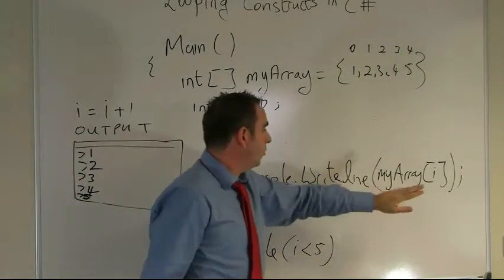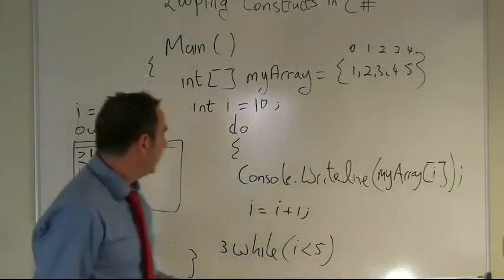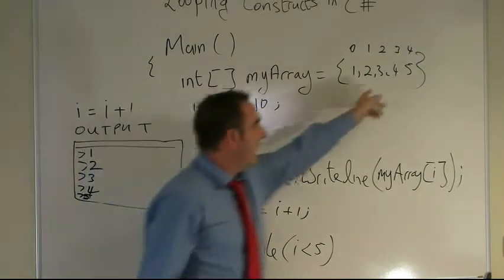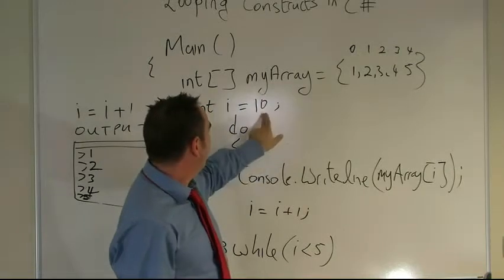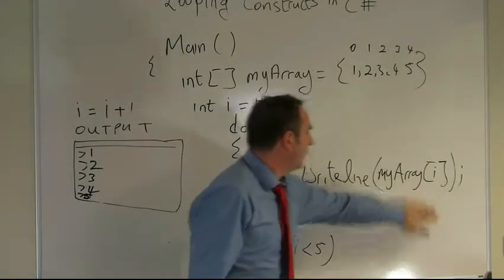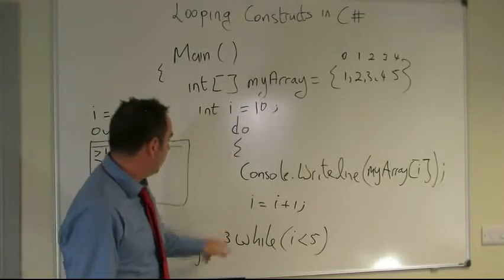Actually, it's not even going to get written. We're going to get an array out of bounds exception thrown. But let's say we had 10 elements in our array. Let's say we had 100 elements in our array. If we had 100 elements in our array, then it would work, and it would print to the screen.